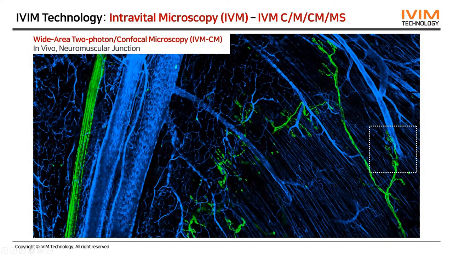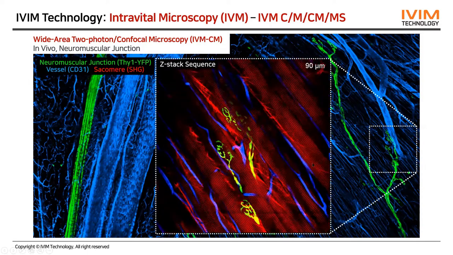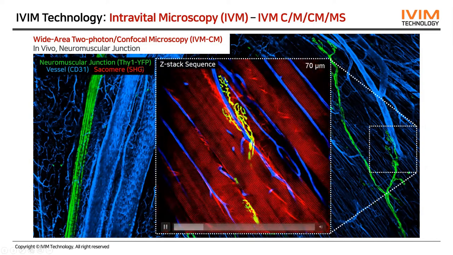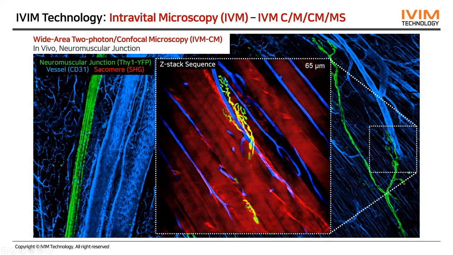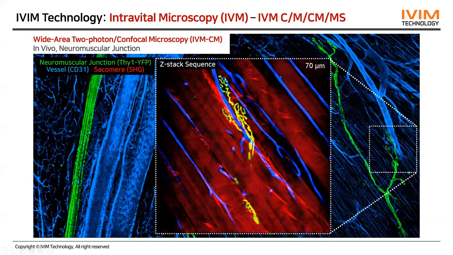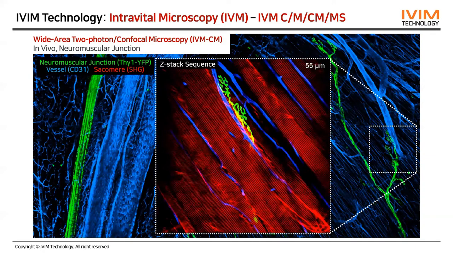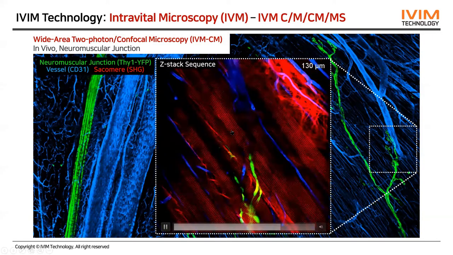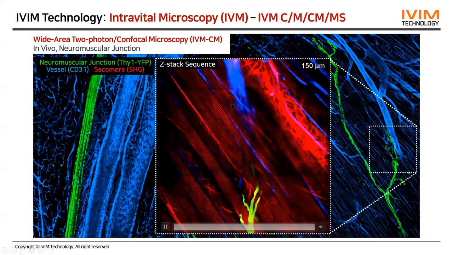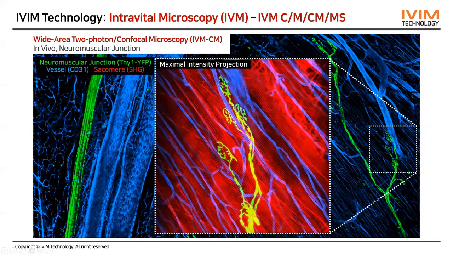This is a wide area mosaic image obtained from the muscle of the Thy1-YFP mouse model. Let me zoom in to this area. Again, this is dual mode imaging, second harmonic generation and fluorescence imaging. In blue color, you are looking at the blood vessel, endothelial cell, and in red color you can see this periodic pattern, that's the sarcomere inside the myocyte in the skeletal muscle. And green color is the peripheral nerve in the skeletal muscle. In the maximum intensity projection imaging, you can clearly see this neuromuscular junction, the nerve ending in the skeletal muscles.